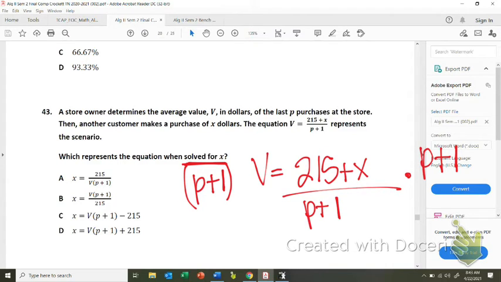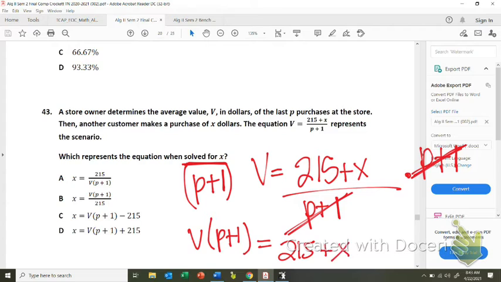What happens if the p plus 1's on the right side? Got one on the top and one on the bottom, so they cancel, right? So now we have v times p plus 1 equals 215 plus x. Trying to get x by itself, so what do I have to do to 215? Add it or subtract it? Subtract it. So the only correct answer it could be is C.